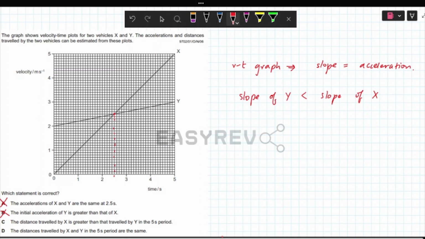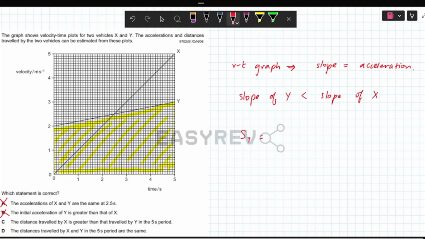The distance traveled by x is greater than that traveled by y in the 5-second period. This is where we'll have to evaluate this through the area underneath the graph. Let's first do it for graph y and then we'll do it for graph x. For graph y, we'll shade this region that we see right here, and if you notice, it's nothing but the area of a trapezium. So I can evaluate that pretty directly. Let me in fact call it displacement. Let me use the symbol for displacement.